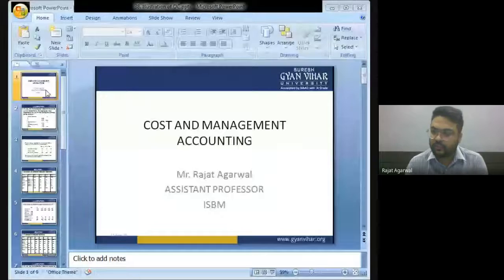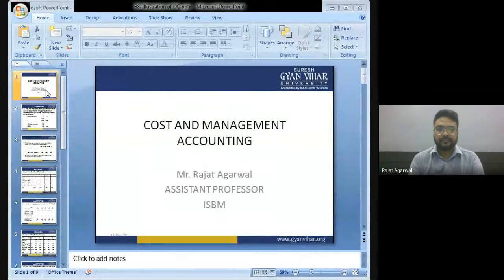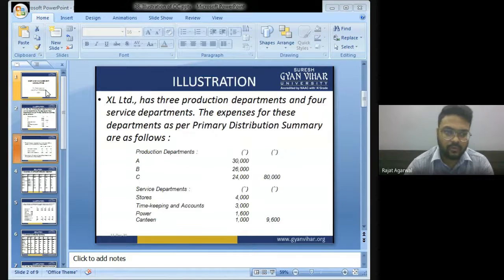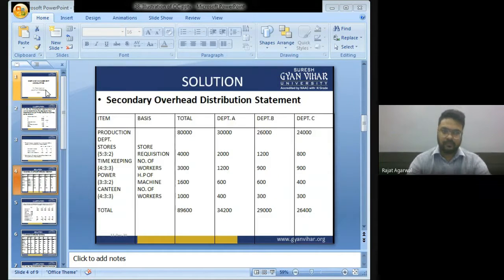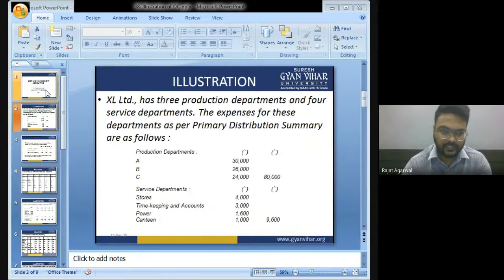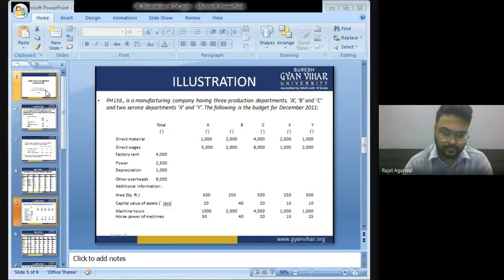So in the last class we were discussing overhead control. We were doing some illustrations of overhead control. Let's move ahead and do some more illustrations of overhead control. So let us see now. This illustration we have already done in the last class. Okay, so let's do this illustration.